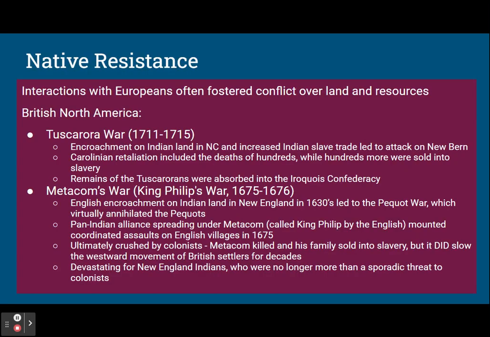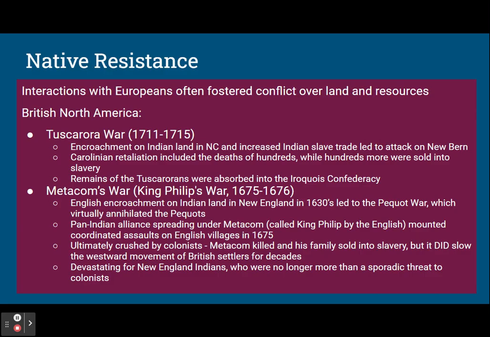Okay, so this Indian slave trade, the encroachment on land, led Indians in 1711 to attack New Bern, which was a settlement that had been built on native land. Now, the Carolinian colonists responded to this by retaliating and killed hundreds of Tuscaroras, and then hundreds more were sold into slavery. And what ended up happening is the remaining Tuscaroras were sort of absorbed into the Iroquois Confederacy.